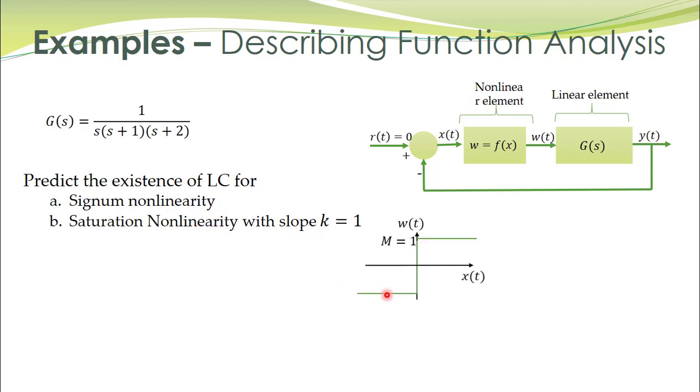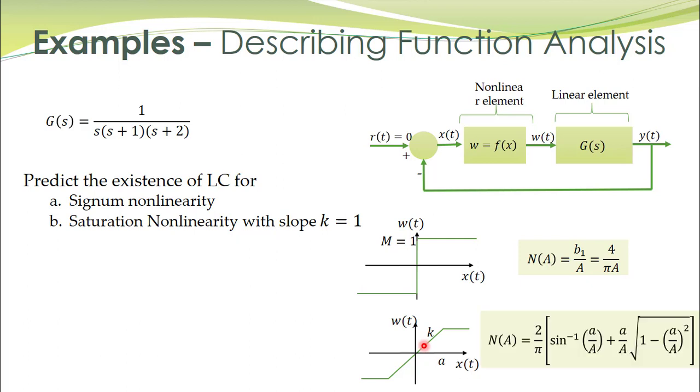This is a signum nonlinearity. We have also derived a describing function for this nonlinearity. That describing function is given by this relation. We have derived it in one of our previous lectures. This is saturation nonlinearity. We have also derived a describing function for this nonlinearity that is given by this relation. And we want to predict whether limit cycle will exist in this system for these two nonlinearities or not. Here k is taken to be equal to 1, so here it was basically 2 multiplied by k, so k is 1.